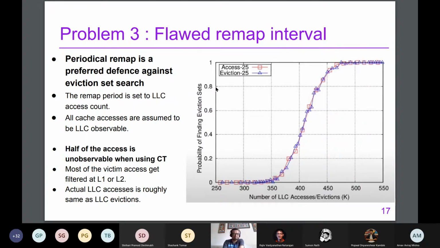So this questions whether the LLC access count is actually a good measure. It turns out that sometimes the LLC access count might be overshadowed by the L1 and L2 cache filtration, which reduces the actual LLC count for remapping. Yeah, most of the victim accesses get filtered at the L1 and L2 caches. So this suggests that the remap interval which we are considering based on the LLC access count might not be right enough. Okay, next slide, please.